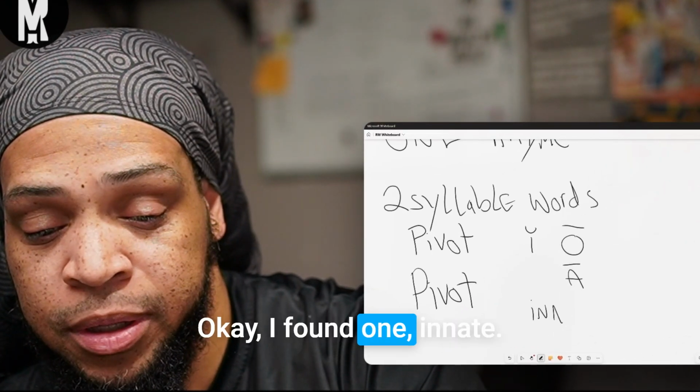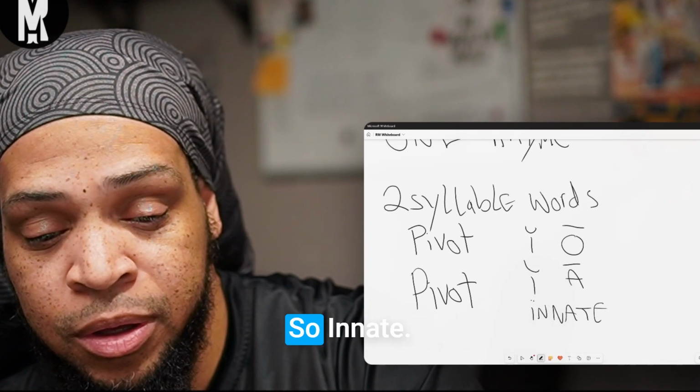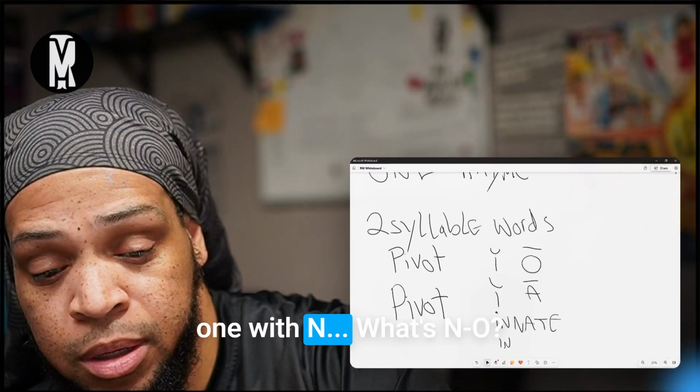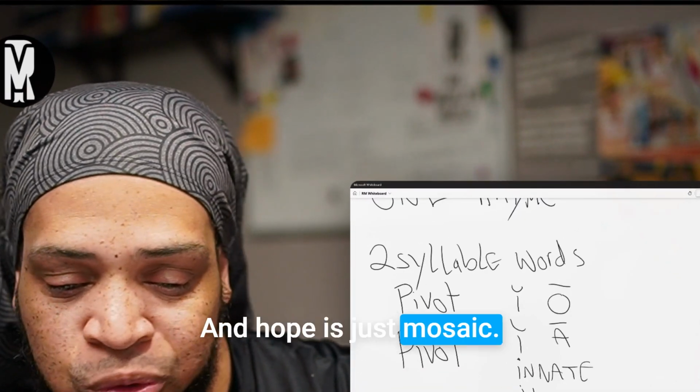Okay, I found one, innate. So that would work for this, right? So innate, you might be able to have one with in, what's N-O? N-O is like no, but in hope it's just mosaic.